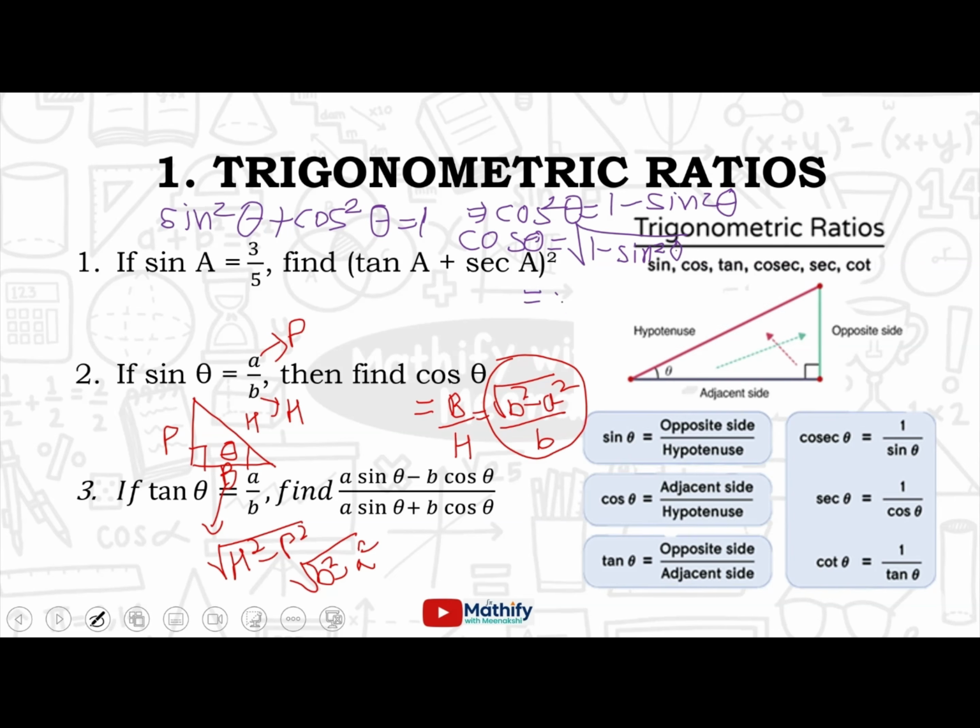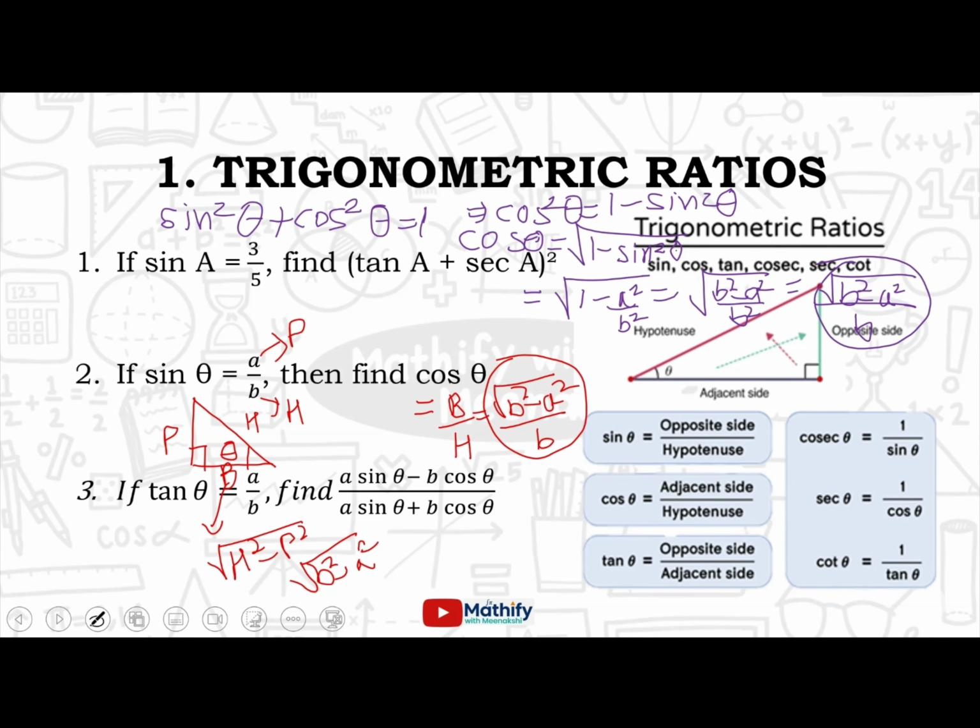And you know the value of sine theta? That is a by b. You can write 1 minus a square by b square. That you can write b square minus a square by b square. So if you take the denominator outside the square root, what will you get? You will get b. So you have two ways, method 1, method 2. Either you can use trigonometric ratios or you can use trigonometry identity for this particular question.